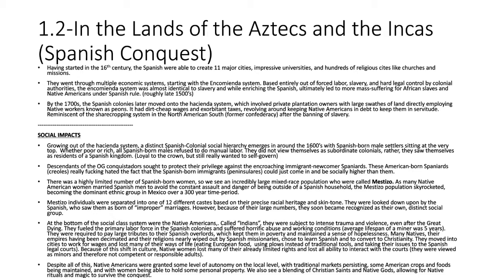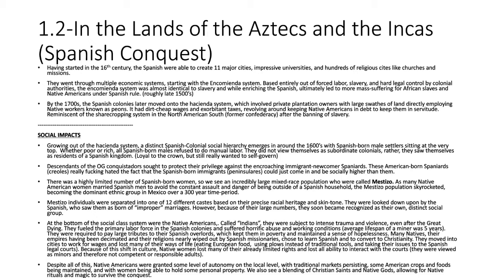To escape this or to try and get some relief, many natives, having had their empires destroyed and their religions nearly wiped out by Spanish missionaries, choose to learn Spanish, and a lot of them convert to Christianity. They move to cities to work for wages, and a lot of them lose their ways of life. We see examples of them eating mostly European foods, utilizing plows instead of traditional tools, and instead of solving their issues traditionally, they choose to take them to Spanish legal courts.